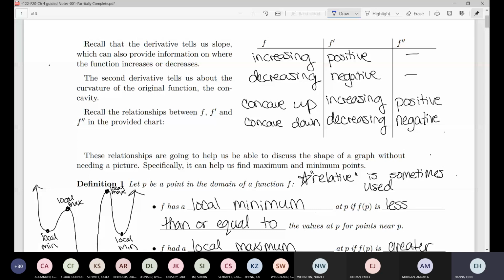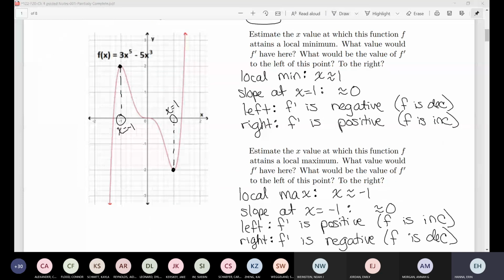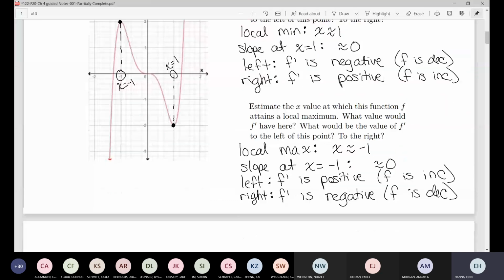So we defined what it meant to be a local min or a local max. And then we looked at this graph and what the derivative was doing to the sides of these maxes and these mins. And what you notice is that the derivative changes sign in either case. In the minimum case, it changed from negative to positive. And in the max case, it changed from positive to negative. That's essentially what we're going to use to be able to find these algebraically. So we're going to have that graph, and we're just going to look at the derivative and see what it's doing. So that's where we're at.